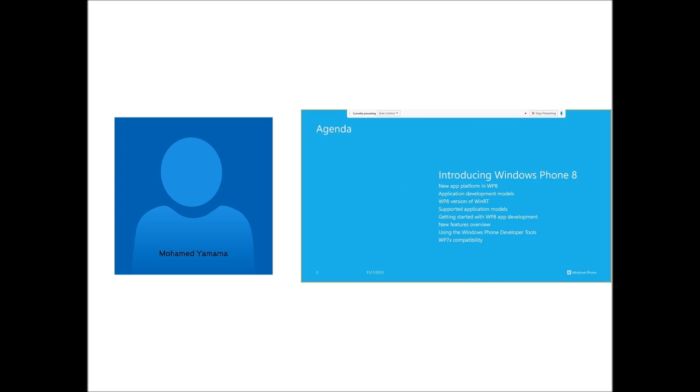We're going to talk about the new app platform in Windows Phone 8, application development models, the Windows Phone runtime environment, which is a subset of the Windows runtime from Windows 8. What are the supported application models? And maybe touch base on getting started with Windows Phone 8 app development. What do we need to do? And then we have the new features overview.